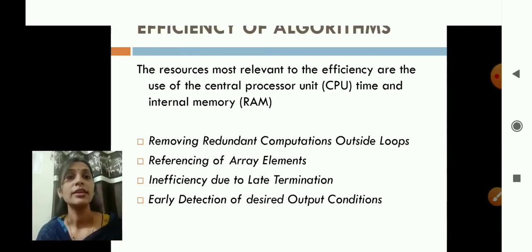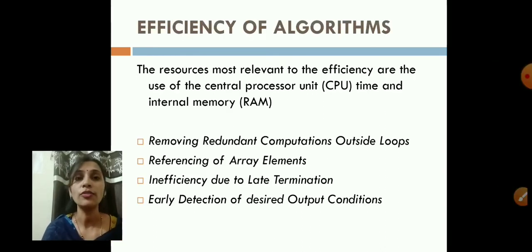Now we will see the efficiency of an algorithm. What is the efficiency of an algorithm? Most of the time when we execute an algorithm, it uses resources in your system. Those resources are your CPU time and the internal memory. So we need an algorithm that uses minimum resources.